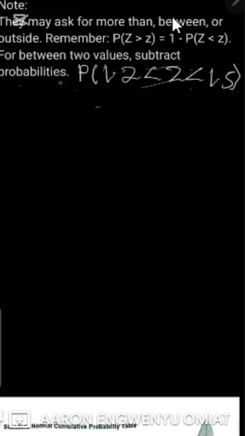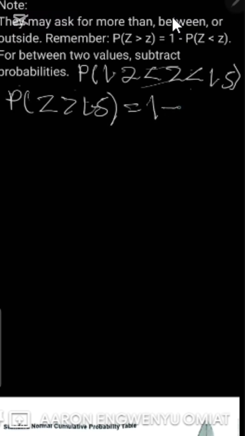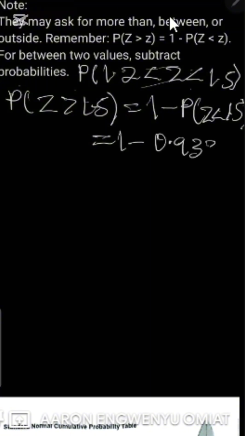So for this case, we shall need to first calculate probability of Z greater than 1.5. And Nico has told us that this is the same as 1 minus probability of Z less than 1.5. And this is 1 minus 0.9332, which gives us 0.0668. All right.